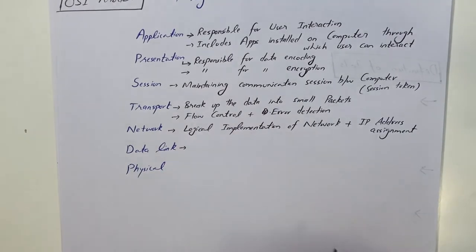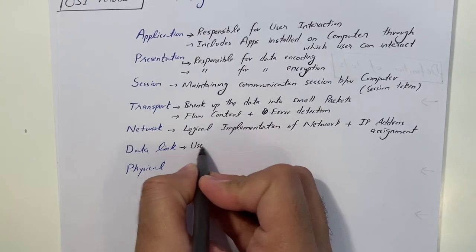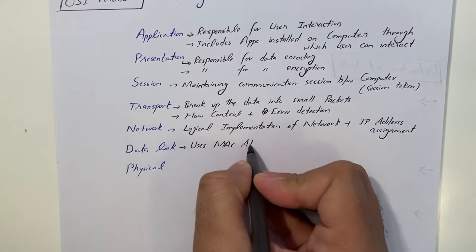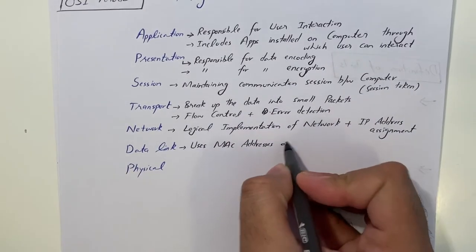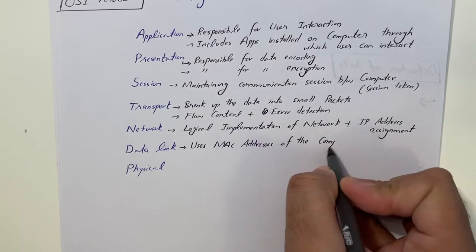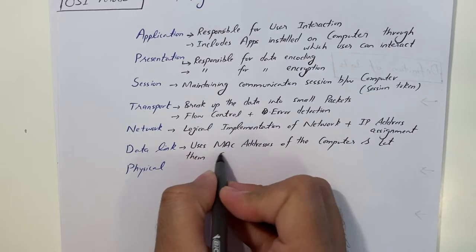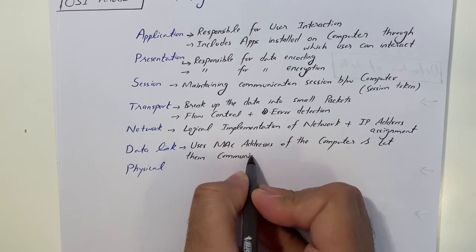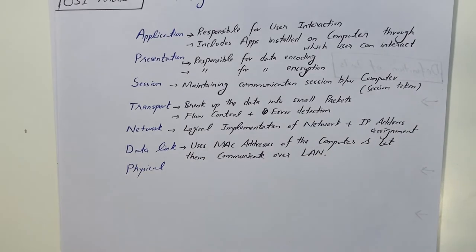Then we have the data link layer. It's a very, very important layer because in local area network communication, the data link layer makes the communication possible. Basically the data link layer uses the MAC addresses of the computers and lets them communicate over a local area network. Okay, so please remember that.